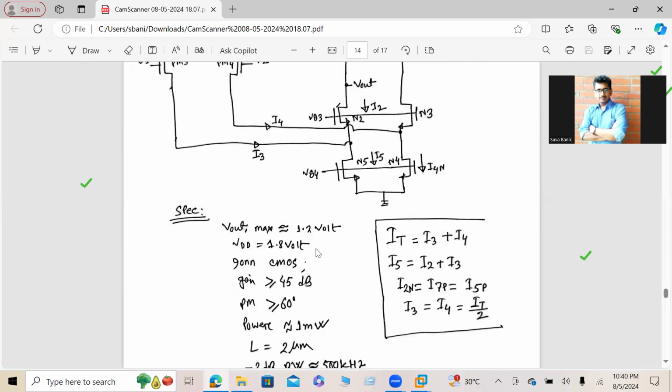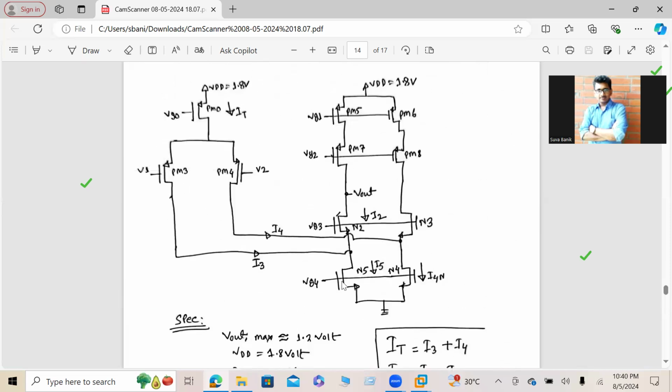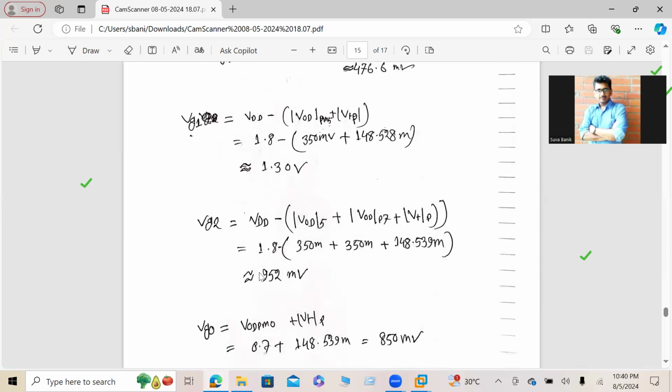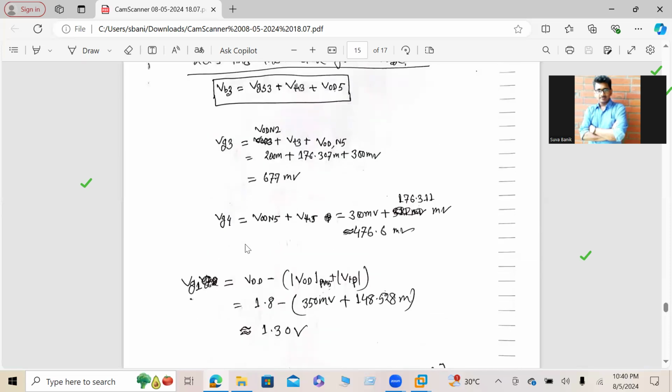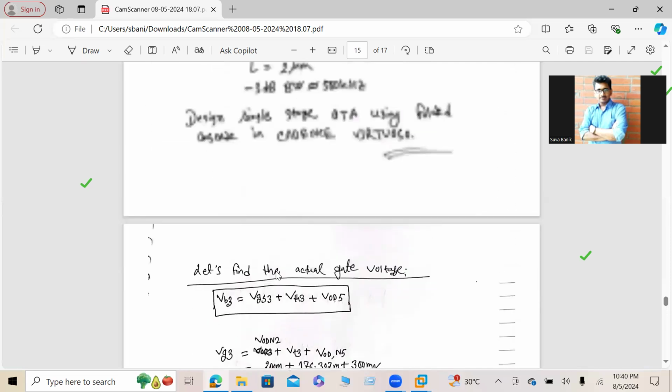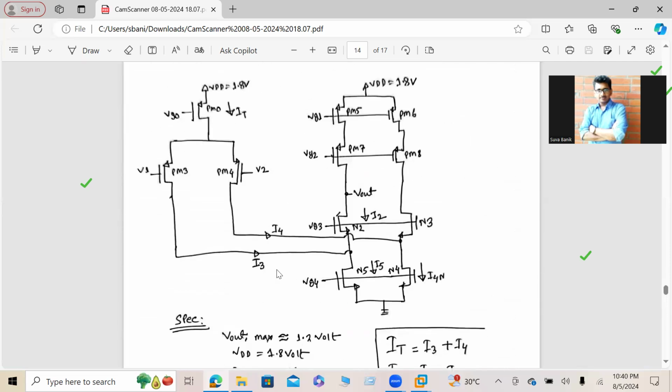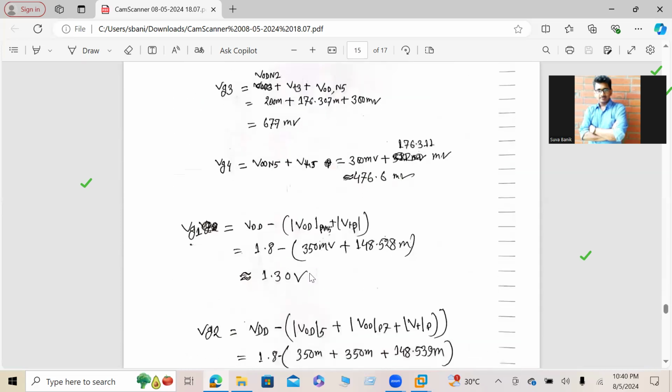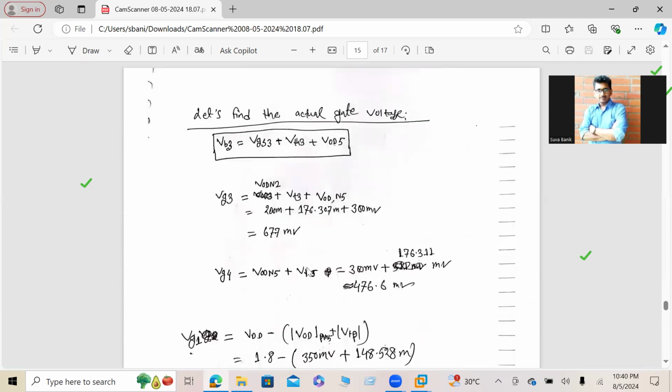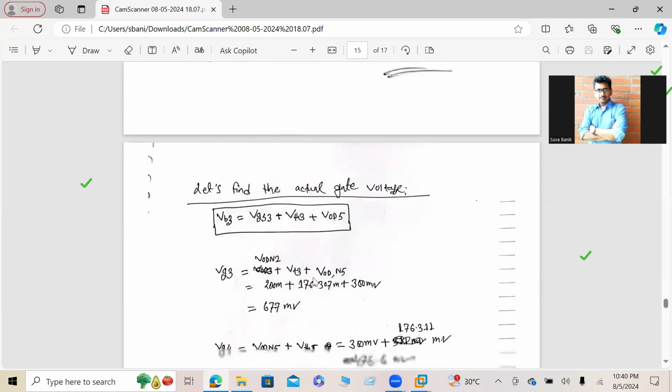VG4 is nothing but the overdrive voltage of the top transistor N2 plus the overdrive voltage of N5. You can see the formula here, the overdrive voltage of N5. Sorry, VG4, let's see where it is. Okay, sorry.